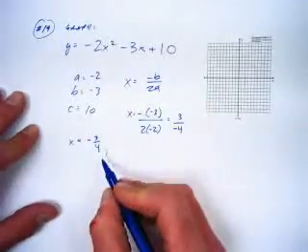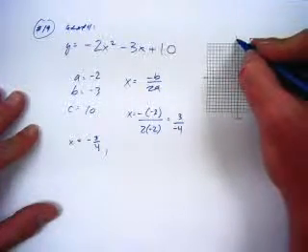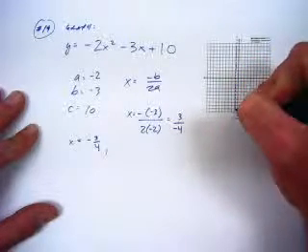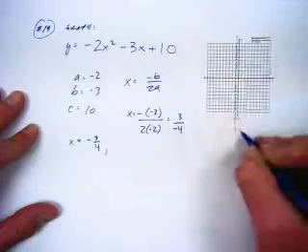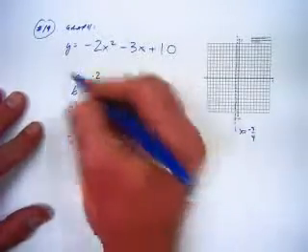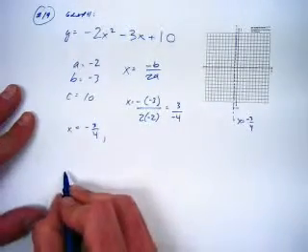Then we have to find our y after that. So we know this thing is going to have to go through right about here, negative 3 over 4, right between negative 1 and 0. So x equals negative 3 over 4. That's our axis of symmetry. Now we have to plug that in to get our vertex. This is going to be annoying because it's going to be fractions, but let's try it.